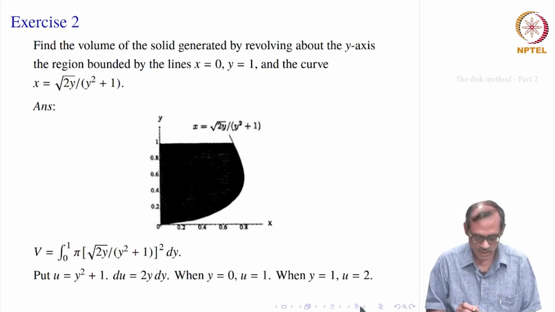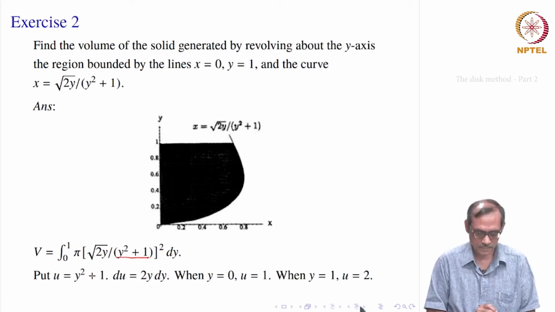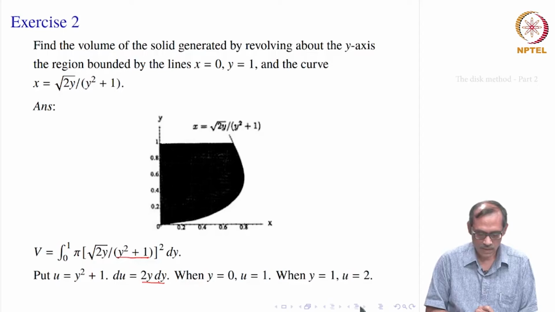So, how do we compute the integral? It is square root of 2y divided by y square plus 1. So, y square plus 1 is creating a problem in the denominator. Okay. So, what do we do? We substitute u equal to y square plus 1. Once you substitute, you get du equal to 2y dy, and let us find the limits. When y equal to 0, u equal to 1, and when y equal to 1, u equal to 2.